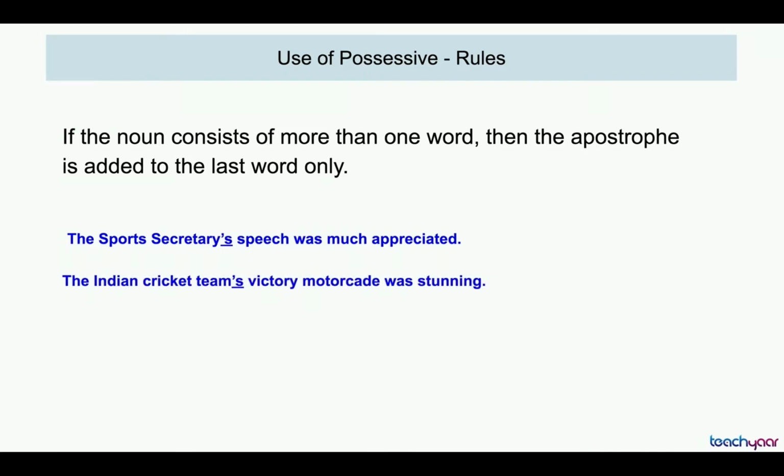The Indian cricket team's victory motorcade was stunning. Here also, when you read, you can understand that the Indian cricket team comes together. So when we put the apostrophe and S to show possession, whose motorcade, we put it only after the last word there, team. So, Indian cricket team's victory motorcade was stunning. We have to understand which is the subject, which is the noun, and accordingly put the apostrophe S only to the last word if the noun consists of more than one word.